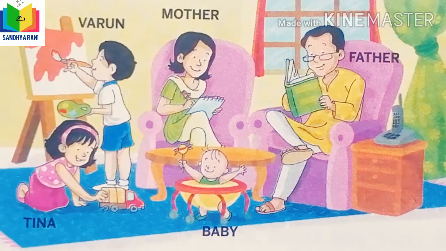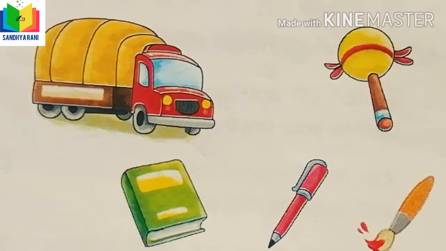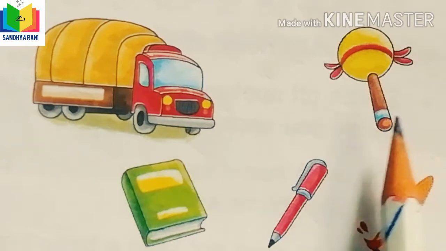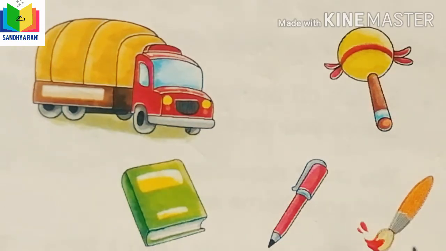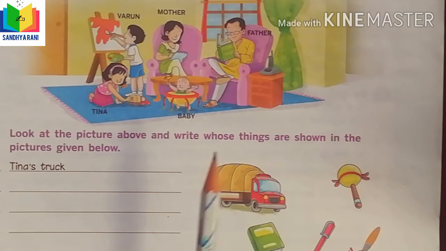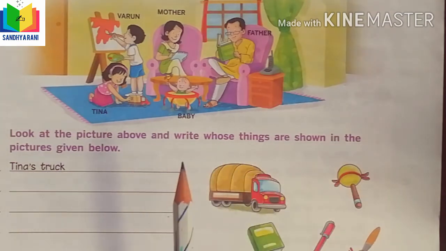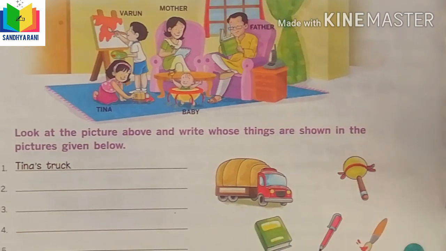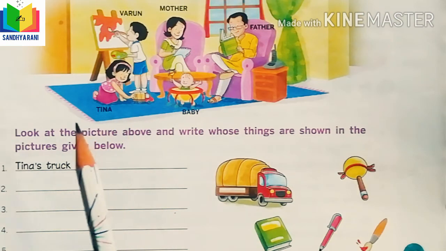Okay, let us see the objects now. What are the objects here? They have given a truck, a rattle, book, pen and paintbrush. Now let us get into the exercise. See here children, look at the picture above and write whose things are shown in the pictures given below. We already discussed the persons and the things. Now let us write by using the possessive noun. For example, they have given here Tina's truck. Tina is playing with a truck. So this is Tina's truck, right?